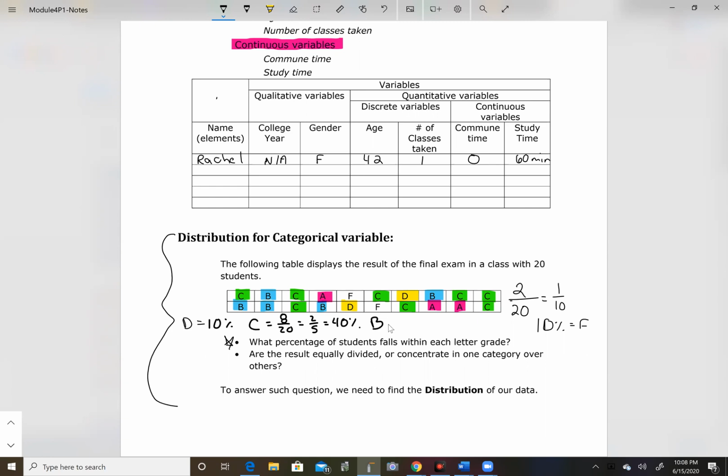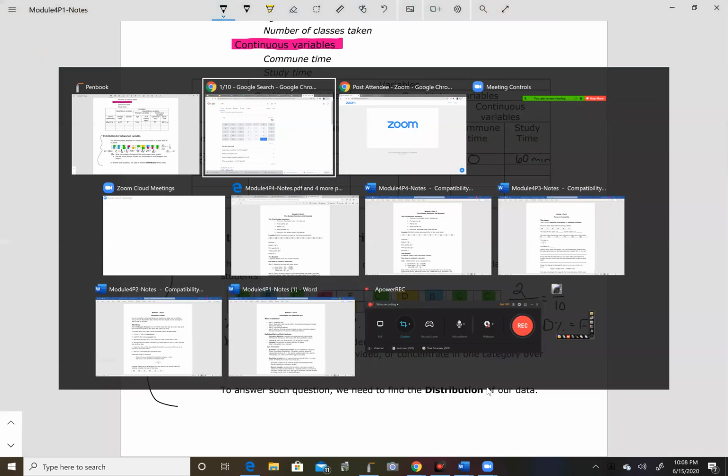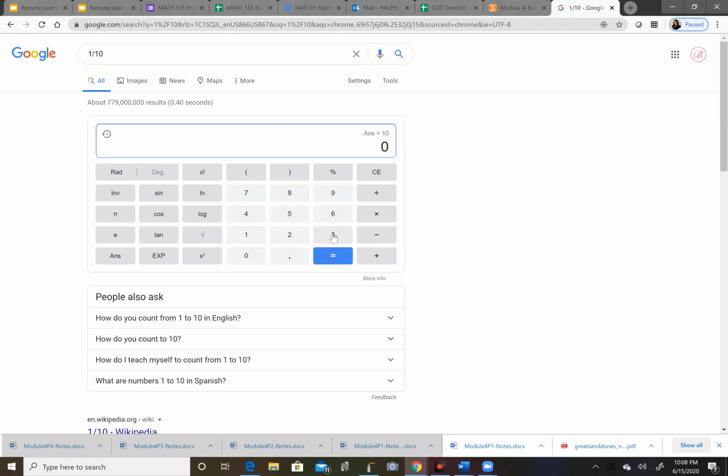So B is going to be 1, 2, 3, 4, 5 out of 20, which is going to be exactly 1/4, right? So that's going to be 25%. And our A's are 3 out of 20. Did I count up everything right? 1, 2, 3. So our A's are going to be, I'm going to have to use the calculator for this one. 15%.